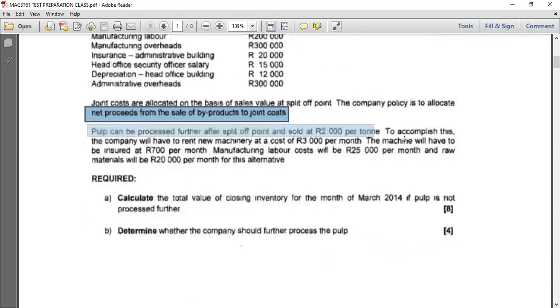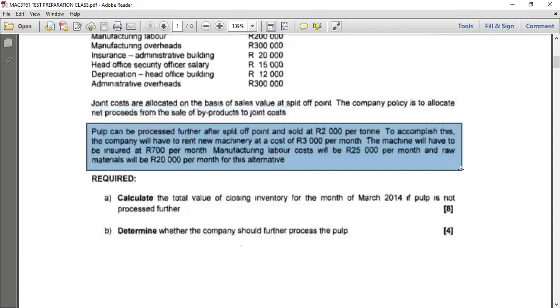Pulp, that is the byproduct, can be processed further after split off point and sold at 2,000 per ton. To accomplish this, the company will have to rent new machinery at a cost of 3,000 per ton. The machine will have to be insured at 700 per month. Manufacturing labor cost will be 25,000 per month, and raw materials will be 20,000 per month for this alternative.